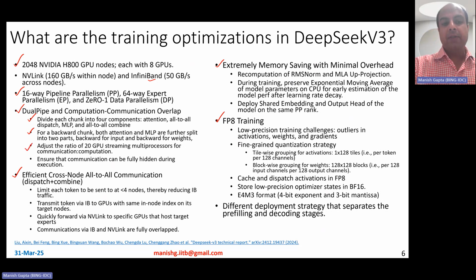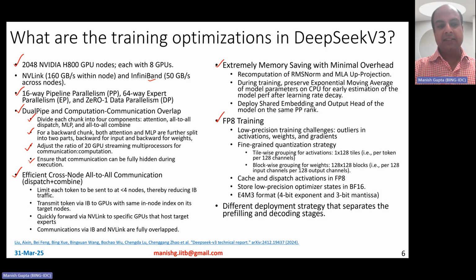To also overlap it nicely, they adjust the ratio of the GPU streaming multiprocessors for communication to computation. Overall, they use just 20 GPU streaming multiprocessors. These streaming multiprocessors are required for communication across GPUs within the node and across nodes in a cluster-based setup. So they manually tweak this ratio to be favorable towards communication. Also, they ensure that the communication can be fully hidden during execution so as to not act as a bottleneck at all. Of course, more details on these are in the paper.